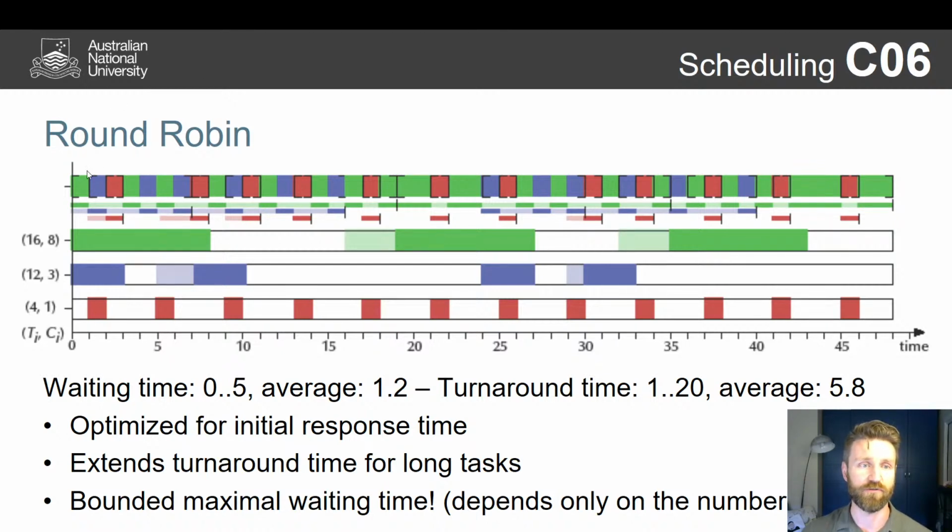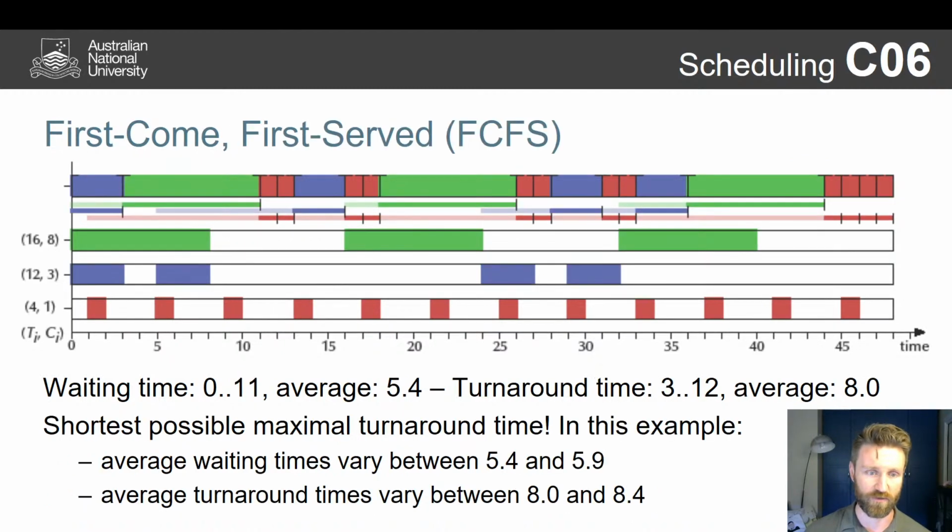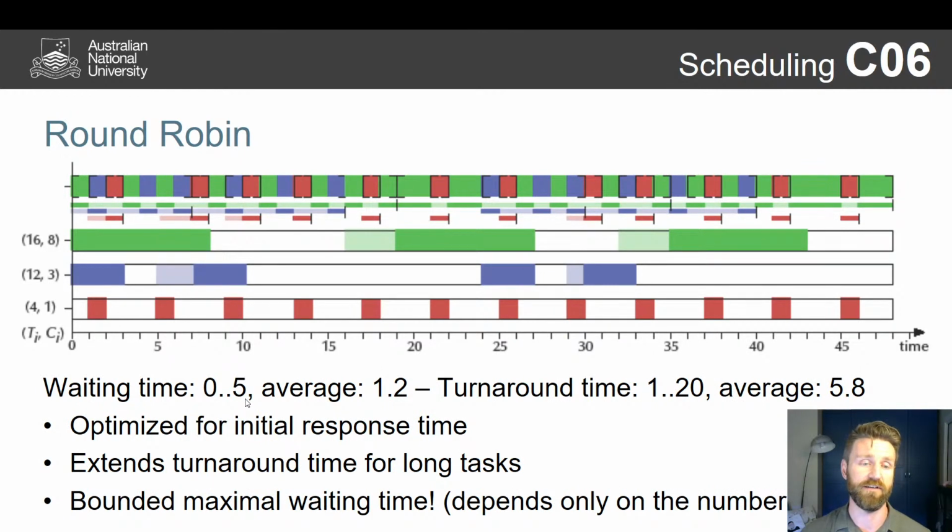Every process gets an equal slice of time, one after the other. And this seems like it has the nice property that we can improve the response time. We can reduce the wait time significantly. And so compared to the previous example, where we had a wait time potentially as long as 11 before a process was scheduled, we've reduced the wait time a lot here, down to 5.